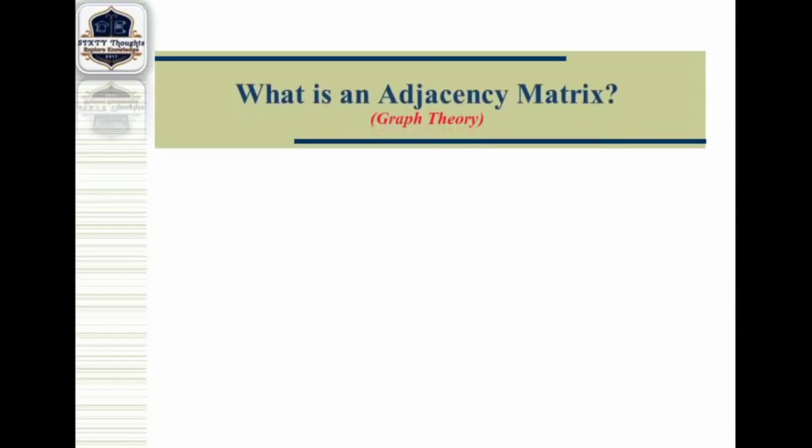Today we talk about what is an adjacency matrix in graph. An adjacency matrix is a way of representing a graph, both directed or undirected, using a square matrix. Okay, that is called an adjacency matrix.